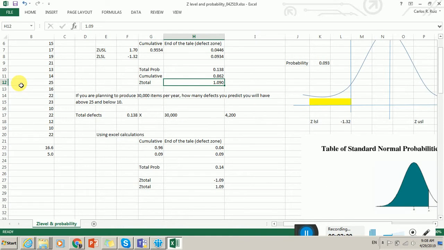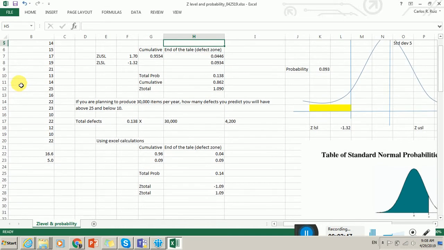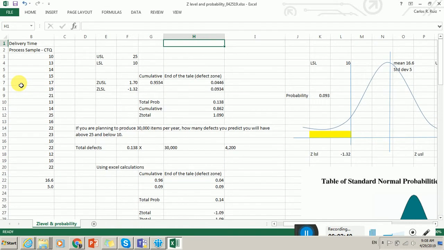That is going to be the total z level of this process. If somebody asks what the overall z level is, I will say 1.09. Remember, this is because we have both an upper and a lower spec limit. If I don't have a lower spec limit, then my total z level will be 1.7, because I wouldn't have to worry about the lower spec limit.